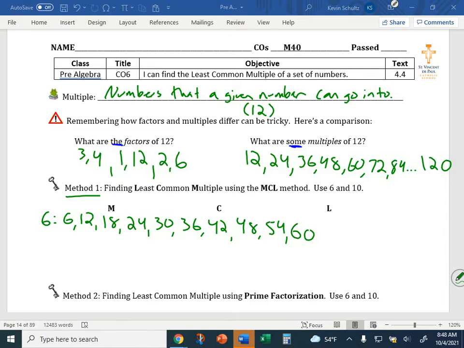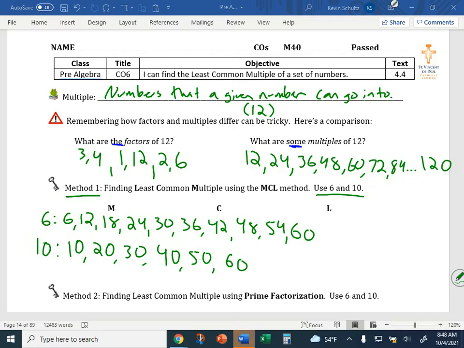The other number that we have here is 10. So let's start listing multiples of 10. Jeffrey. 10. Then 20, 30. After 30 comes 40, then 50, and we'll stop at 60 again. Okay?